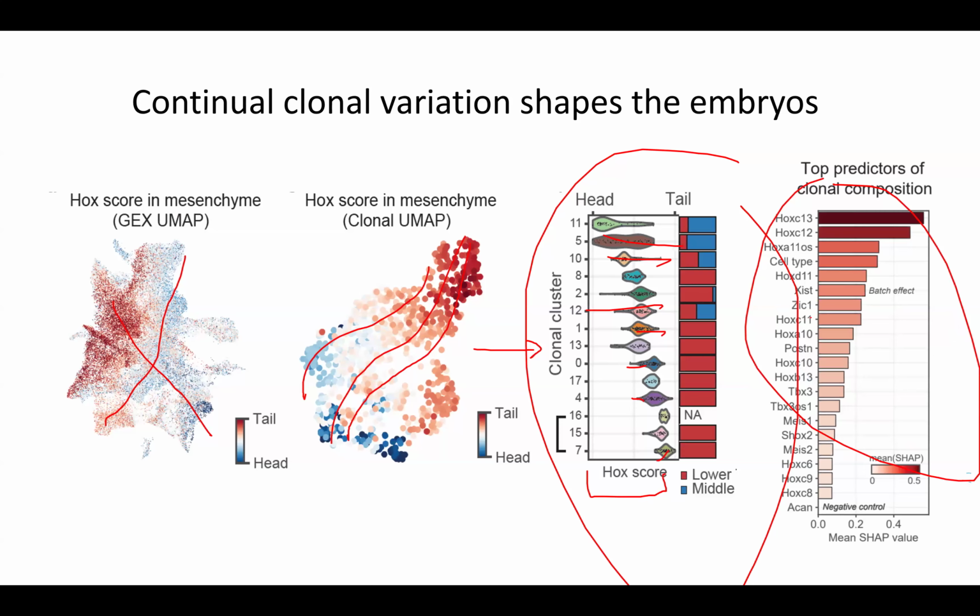Right? So if you do it in an unbiased way, you start seeing genes like POSTN, like ZIC1. You can start seeing something like SHOX2, MAFB, TBX3, OSR1. So you start seeing genes that are not Hox genes, that were previously not associated with positional information, but now you recover them as genes associated with positional information, with niche information.